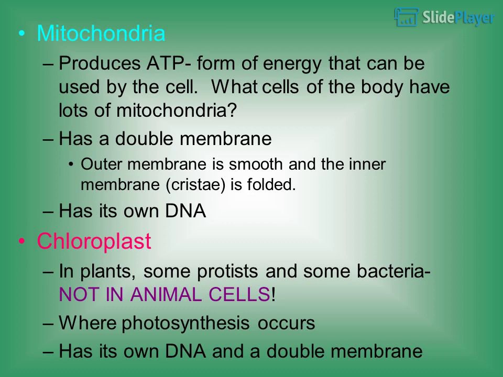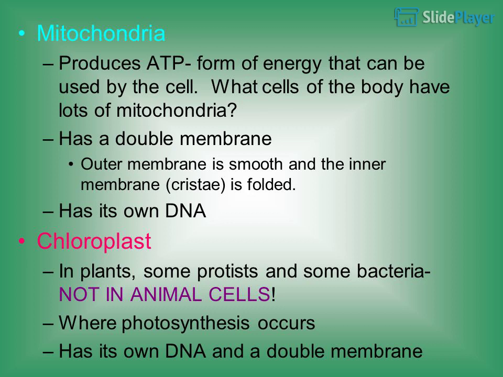Mitochondria, chloroplast. Mitochondria produce ATP, a form of energy that can be used by the cell. What cells of the body have lots of mitochondria? Has a double membrane. The outer membrane is smooth and the inner membrane, crusty, is folded. Has its own DNA.